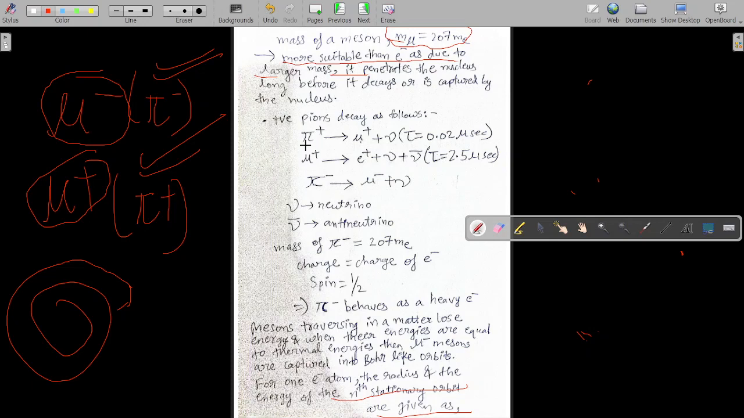This pion pi plus will decompose after it reaches the nucleus, something like this. Then this mu plus decomposes giving a positron, a neutrino and an antineutrino. And a pi minus pion will decompose into a mu minus meson, and it will release a neutrino.